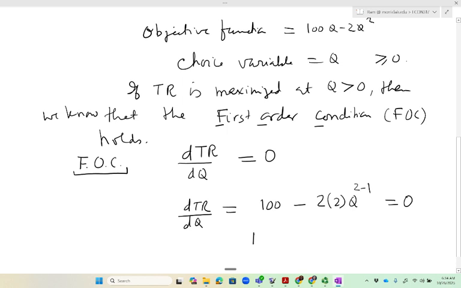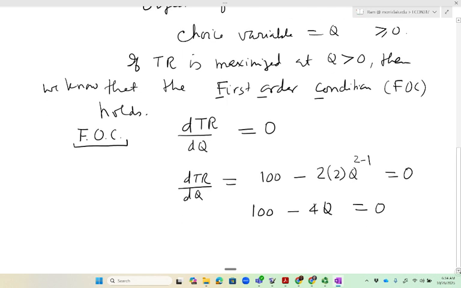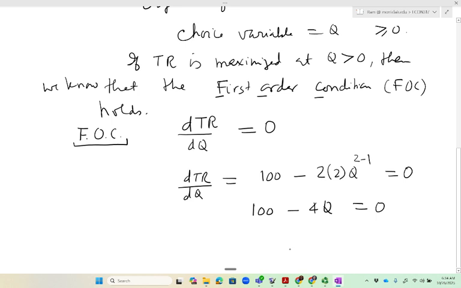So let's simplify. I get 100 by itself. 2 times 2 is 4. Q to the power 2 minus 1 is Q to the power 1, but we don't write power 1. So I have 100 minus 4Q equal to 0. This is one equation, one unknown.